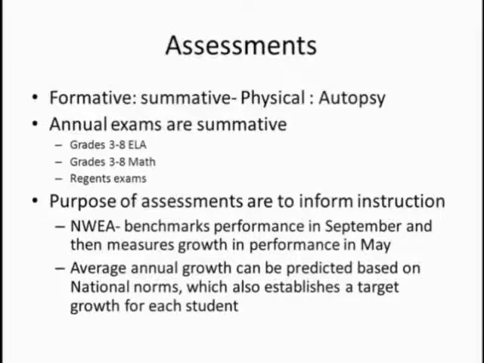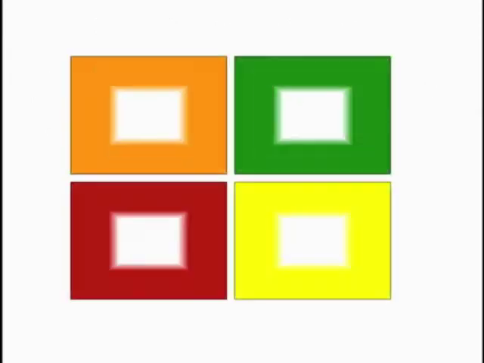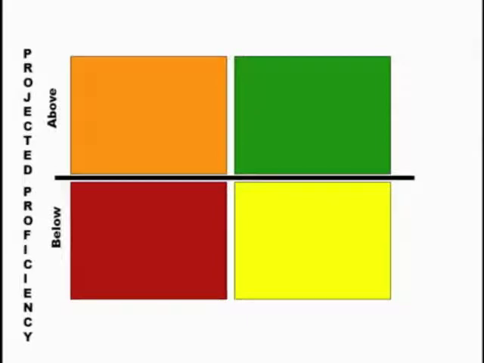So we're going to look at NWEA data first. We look at a quadrant report. It's called a quadrant report. I can jump right into the colors. There are four distinct groups children fit in. The first one is proficiency, below the line, above the line.